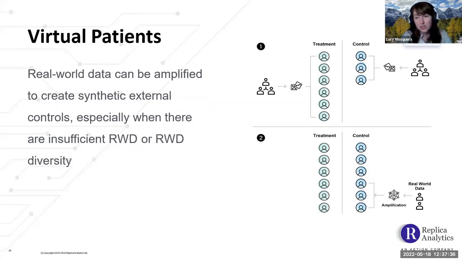Similarly, virtual patients can also be used when you have a synthetic or external control arm. So if you have an external control arm that's coming from real-world data, but maybe there isn't very much real-world data available, you could use data synthesis to increase the amount of real-world data available to contribute to your external control arm. And so working with data synthesis is a really powerful tool to be able to get additional observations and additional analytic value at much lower cost than it would be to go out and collect data from real individuals.